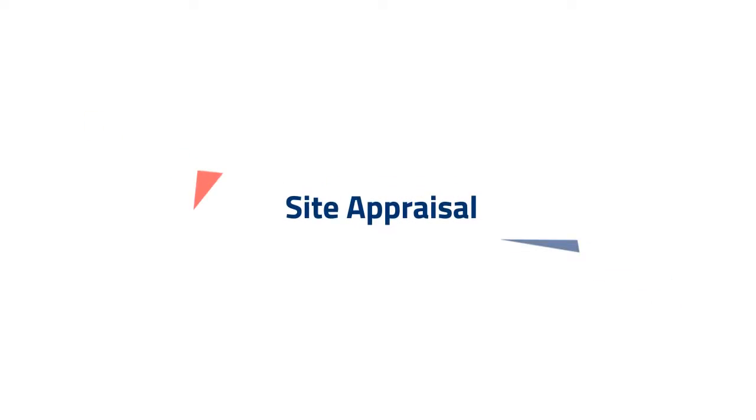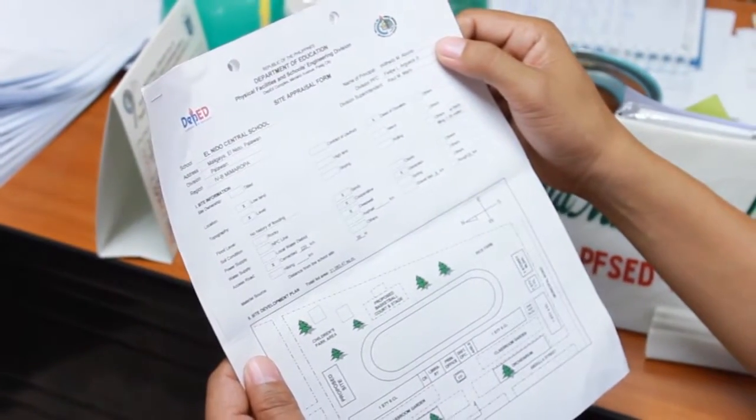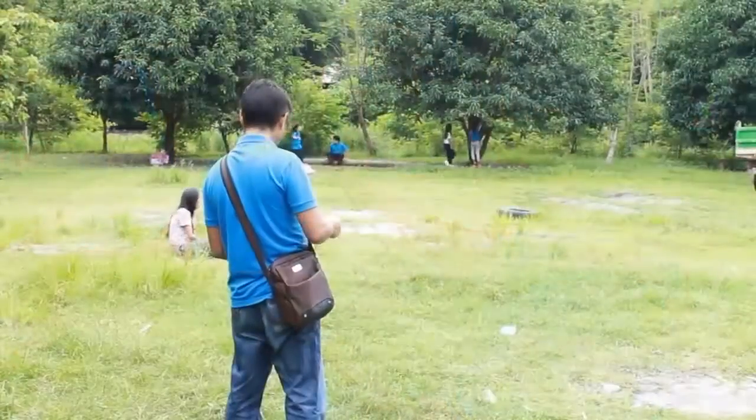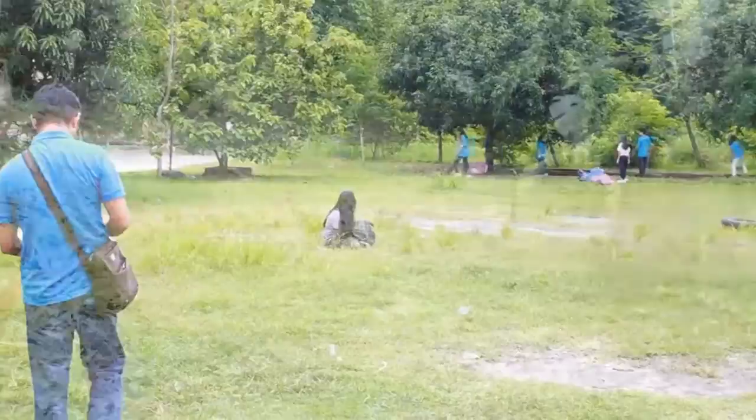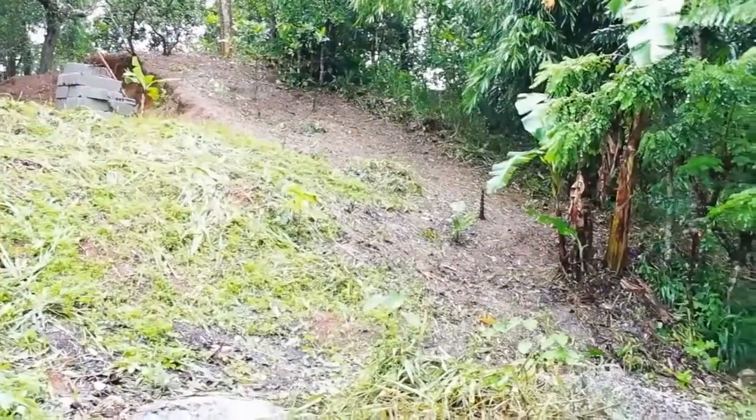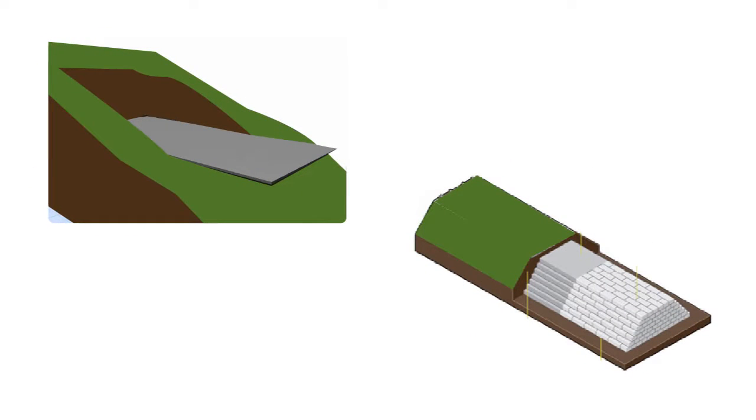Site appraisal. Initially, the engineer must validate the site appraisal report and so must first obtain a copy of the site appraisal report. The engineer must validate the report by visiting the site and assess whether the proposed site is flat or sloping and whether or not it will therefore require extra work such as cut and fill, embankment, or soil protection.